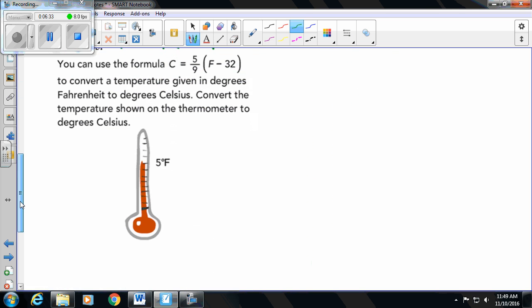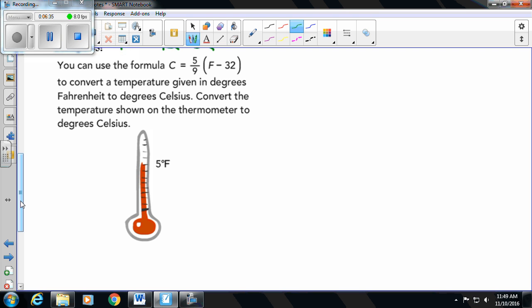Now we're going to work the opposite way. We're going to use the formula C equals 5/9 (F minus 32). And we're going to convert this temperature, 5 degrees Fahrenheit. So let's put 5 in. Notice I wrote my formula down first.